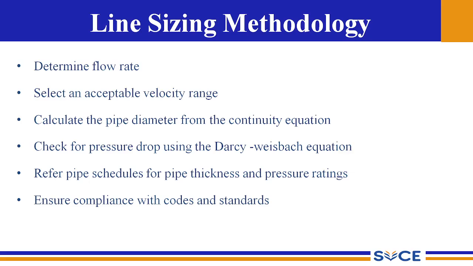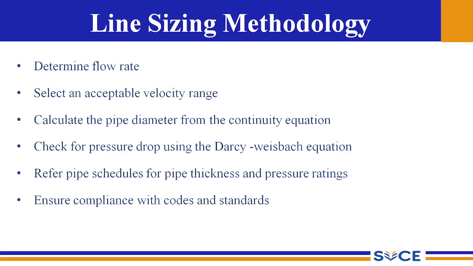So to repeat the line sizing methodology: first is the given flow rate, and you design or calculate the line size for that given flow rate. You select an acceptable velocity range from the table given by the guidelines, depending upon the nature of the process fluid, whether it is viscous or non-viscous, such as water, or whether it is dense.